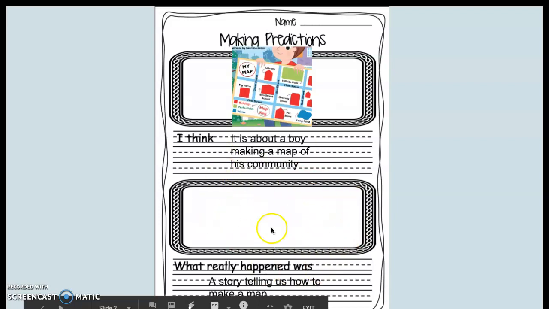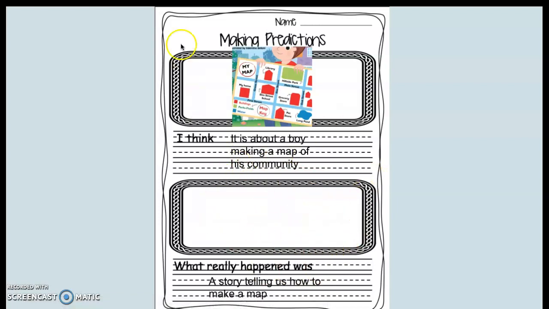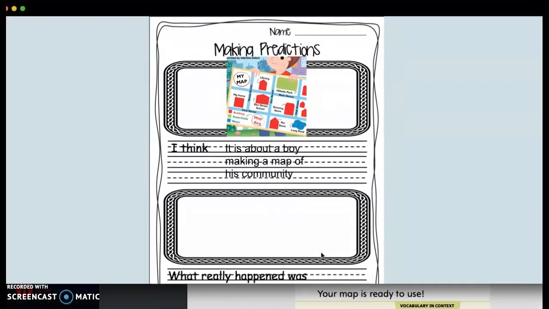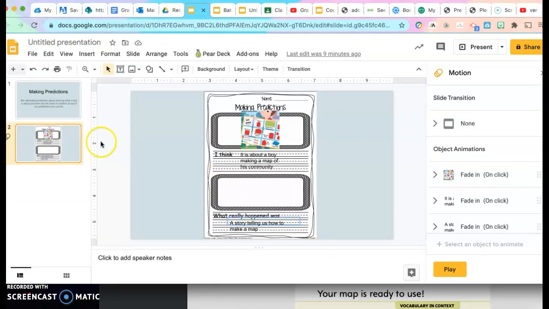But this is what I want you to do today. We are just working on making predictions. So, did your prediction come true? Up here, you're going to put what you predicted, what you thought was going to happen. Then down here, we're going to put what really happened in the story. And did your prediction come true? That's what you're going to do for your assignment today in response to the story that we read.